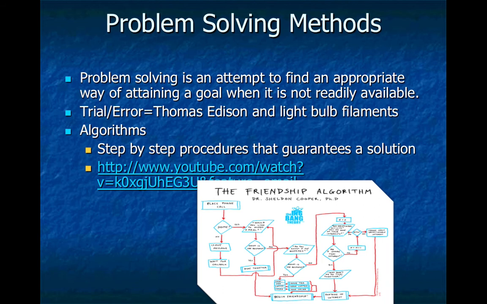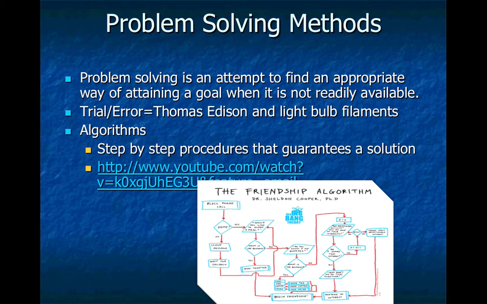The next section of the book talks about problem-solving methods. Problem-solving is something we deal with on a regular basis. We're constantly trying to find solutions to problems that we have. And sometimes it's tough. We don't have an easy time finding a way of attaining that goal. So we go through different methods, whether it's trial and error. If you think of entrepreneurs like Thomas Edison and how many times he failed before he came across solutions to the problems. One way that we do this is by using algorithms.